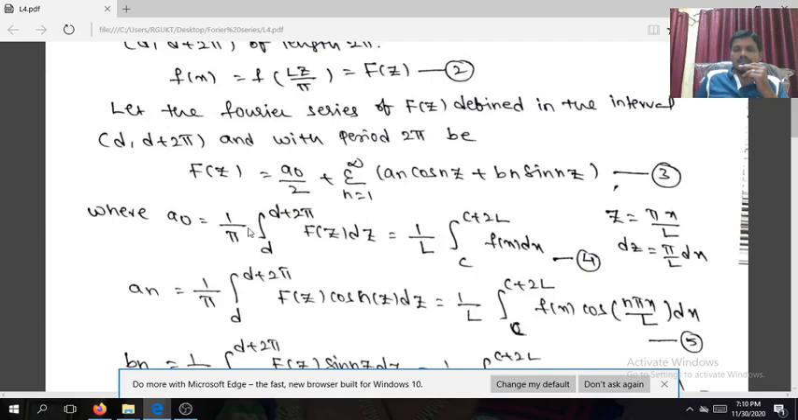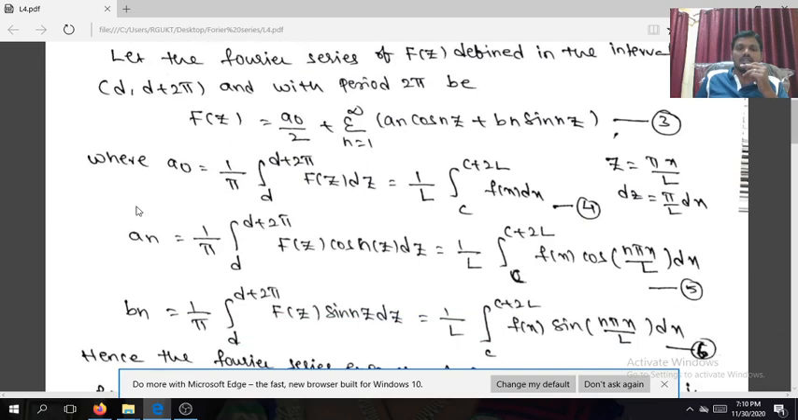So here it is 1 by pi into pi by l. Pi by l is a constant. You write that before the integration, and the pi gets cancelled. We have 1 by l integral c to c plus 2l f of x dx. This is a general formula for finding the first Fourier constant, that is a naught, when f of x is a periodic function in the arbitrary interval c comma c plus 2l.